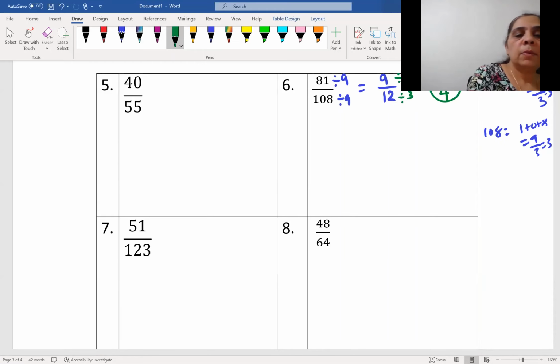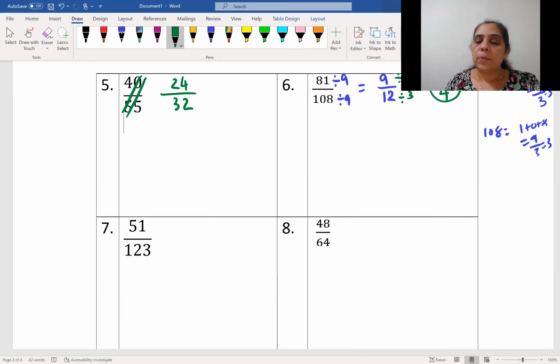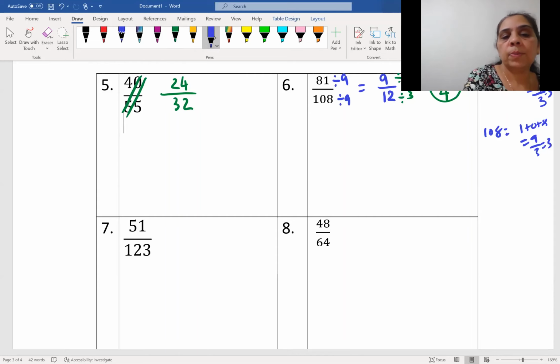Right. Let me give you one more here. Instead of this, let's say 24 over 32. What number can we divide by? Both are even numbers, so you can divide by 2. So 24 divided by 2 is 12. 32 divided by 2 is 16.